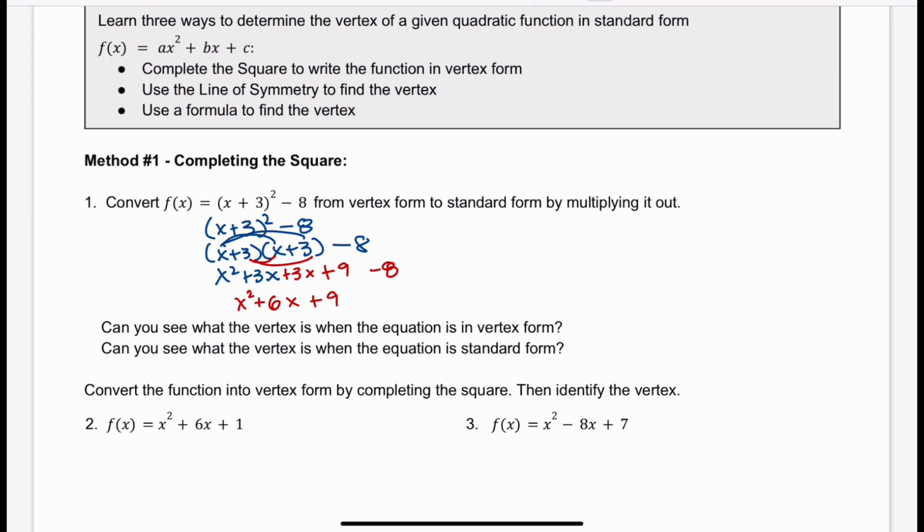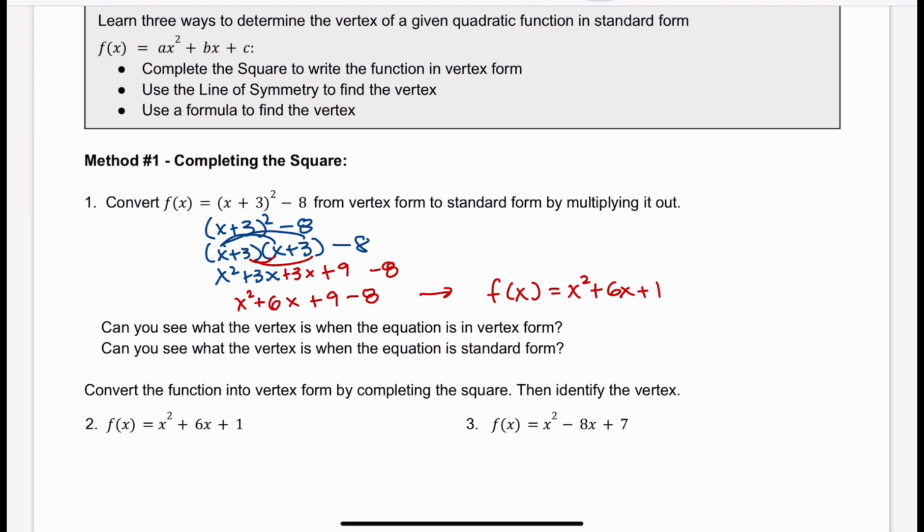So x squared plus 6x plus 9 is what you get when you multiply out x plus 3 times x plus 3. This is a perfect square. Okay, so when I have my x squared plus 6x plus 9, I'm going to minus 8, and then this function is going to be f of x equals x squared plus 6x plus 1. And this is in standard form.